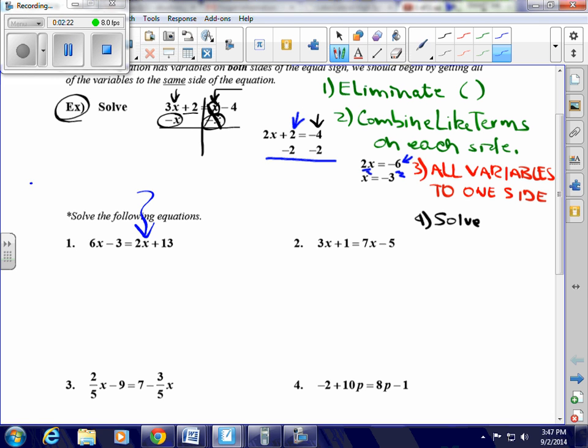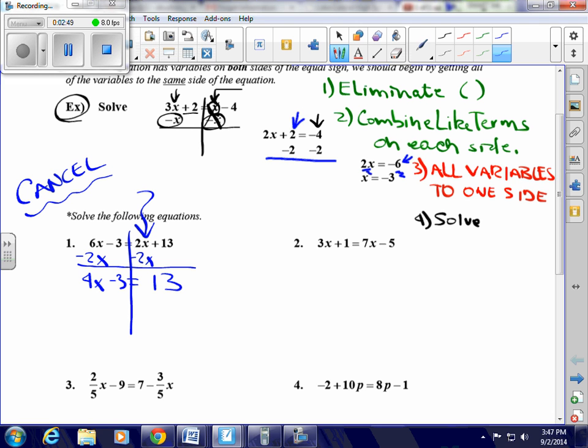And there, again, I'm going back to that word, cancel. What's going to cancel a positive 2x on the right side? Well, a negative 2x. Whatever you do to one side, you do to the other side. So I'm going to line it up underneath the 6x. 6x minus 2x is 4x. Bring down the minus 3. Here's the equal sign that we have to keep track of. Once the 2x's cancel on the right side, the only thing I have over there is 13.